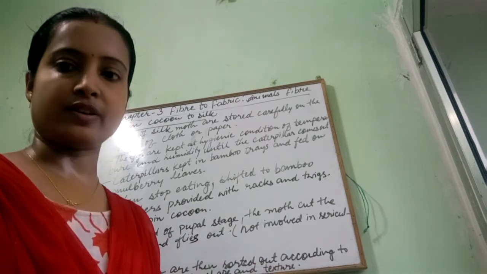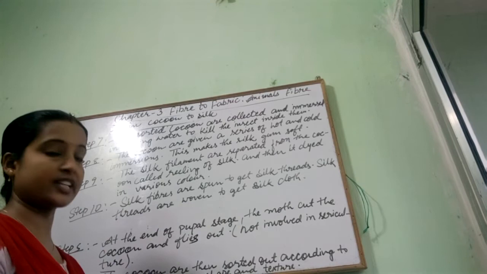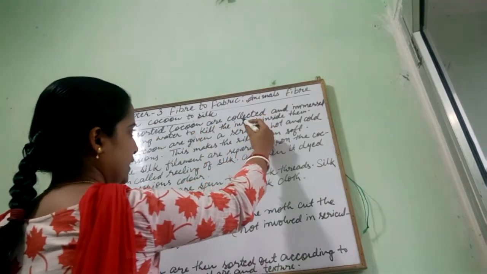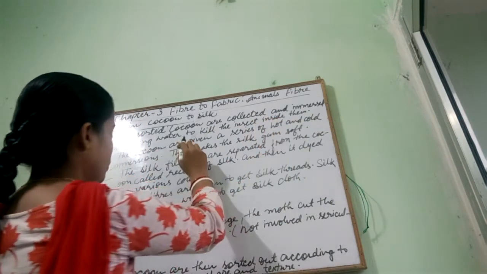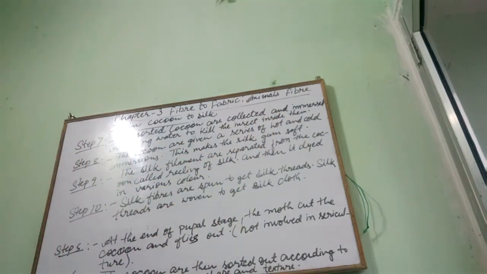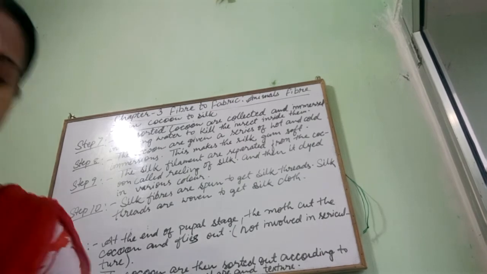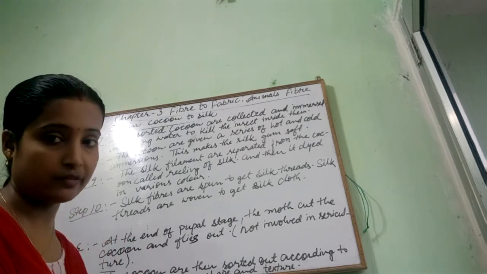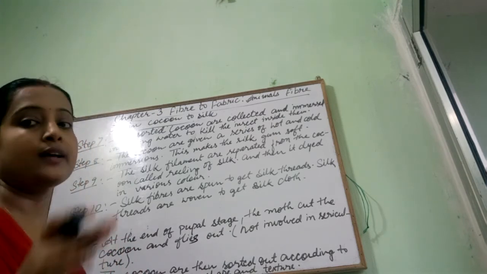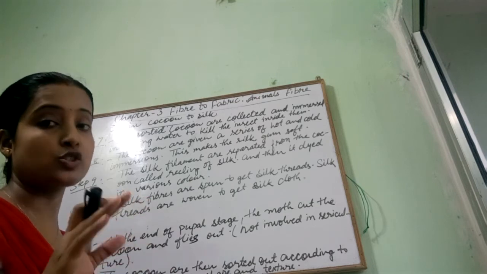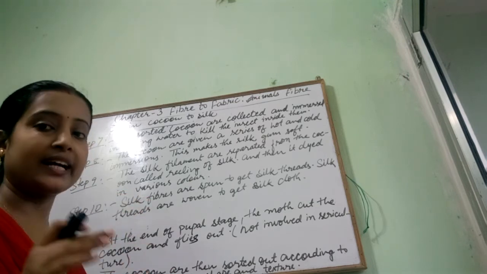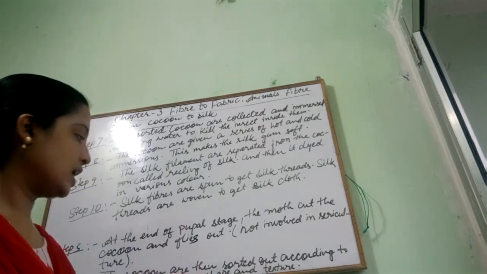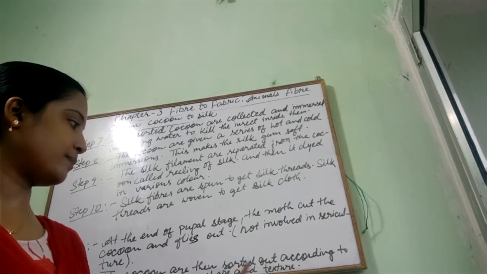Now in the 7th stage, the sorted cocoons are collected and immersed in boiling water to kill the insect inside them. As I told you children, step 5 is not involved in sericulture. The pupa is not allowed to come out from the cocoon, and in that cocoon stage, the pupal stage, it is sorted on the basis of different colors, size, shape and texture.